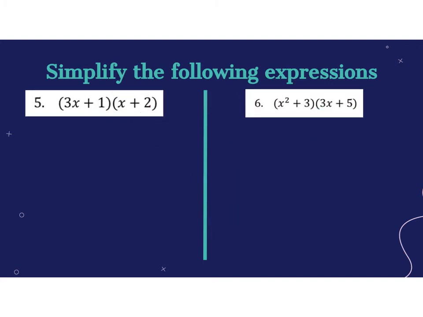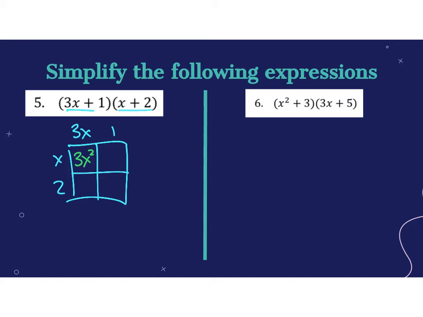All right, I'm going to go back to the box method here. I'm going to set up my 2 by 2 box because I have a 2 by 2 multiplication, this binomial and that binomial. I have 3x and 1, x and 2, and then I multiply inside. 3x times x is 3x squared. X times 1 is 1x. 3x times 2 is 6x, and 2 times 1 is 2.